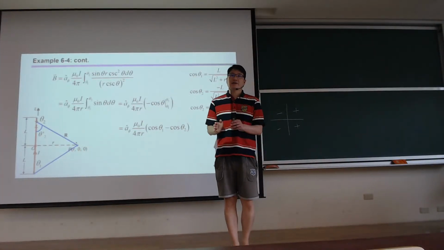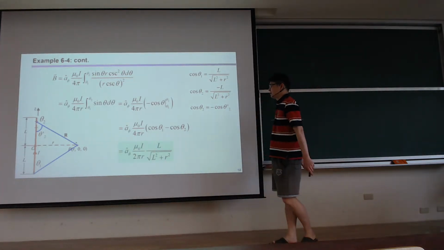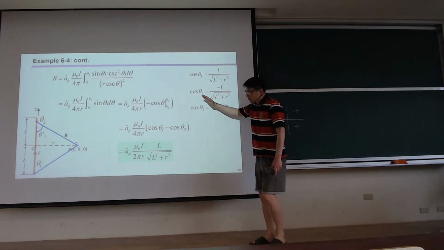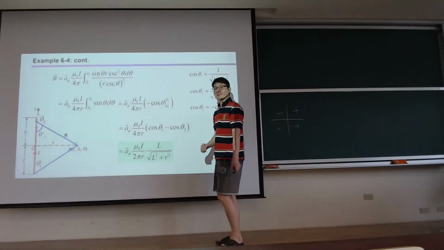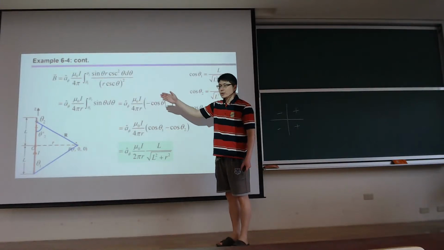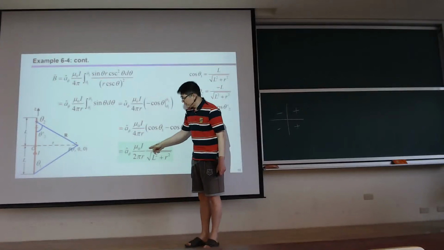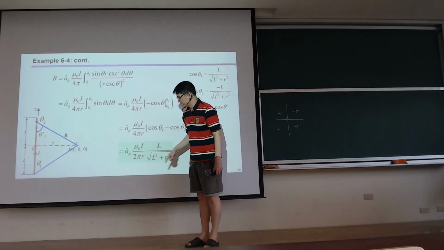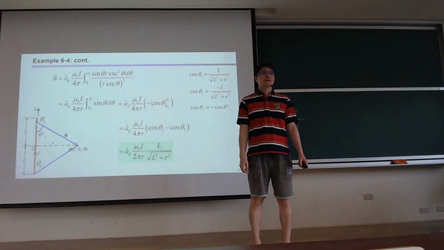So this is a care that you have to pay attention to, right? In the end, if you do everything correctly, you will arrive at a beautiful result, right? For this wire with a finite length, the resulting B field is in the phi direction and with a magnitude of this expression.